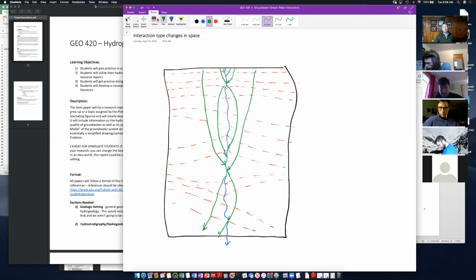All right, so this is a really typical thing when you actually look at a potentiometric surface of a river. The whole river is not gaining or losing. You have reaches. So this would be a gaining reach. This would be a losing reach. This now here is another gaining reach.